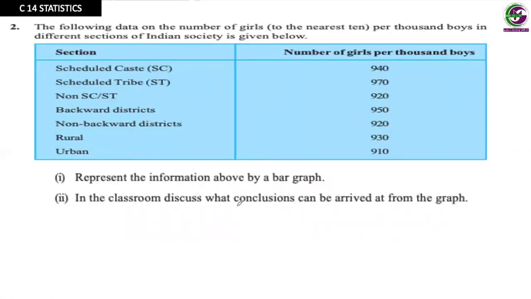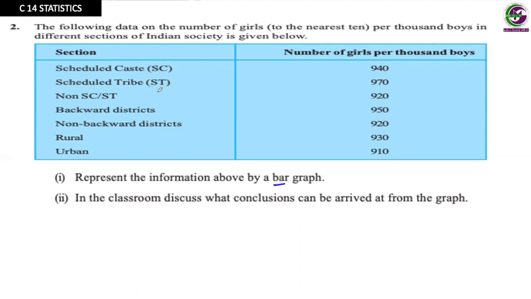Moving on to question 2. The following data on the number of girls to the nearest 10, which means it is rounded. If it is 943, it is rounded to 940. And if it is 969, it is rounded to 970. Per 1,000 boys in different sections of Indian society is given below. Different sections are here in the first column, and the number of girls for each 1,000 boys is given, which shows the number of girls is less than the number of boys in all the sections, and all the values are between 900 and 1,000. So we have to represent it by a bar graph because this is not continuous.